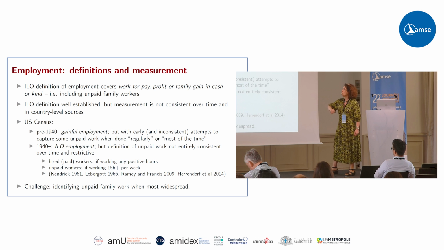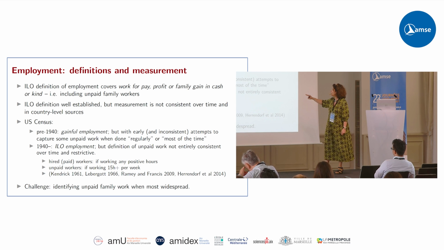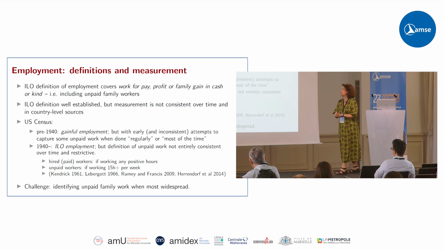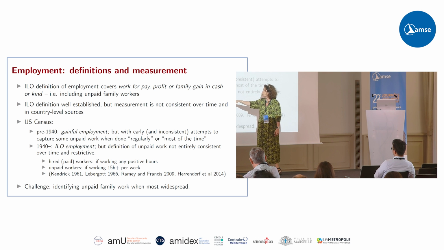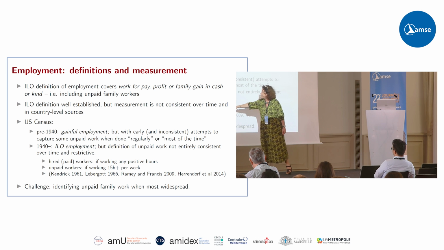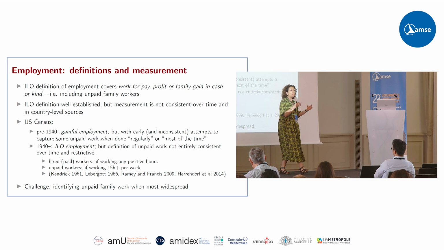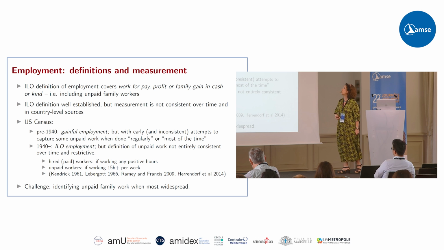From 1940 onwards, the census adopts the definition of ILO employment, so there is unpaid work in the census, but again, unpaid work is not measured consistently, and again is measured with a relatively restrictive definition, more restrictive than what you would use for market employment. So for example, if you're hired and you receive a wage, you're classified as employed if you're working any positive number of hours, even 1 hour is sufficient to put you into employment. If you're unpaid, you would be classified as employed if you work at least, for example, 15 hours per week. So the definition is not consistent.